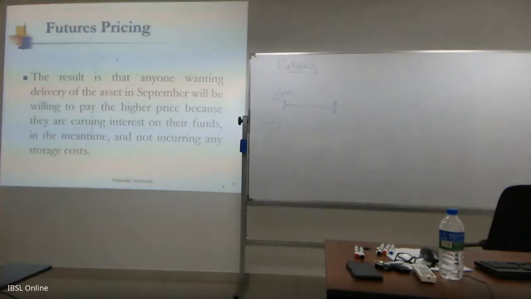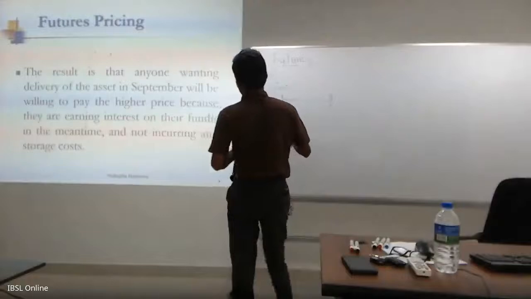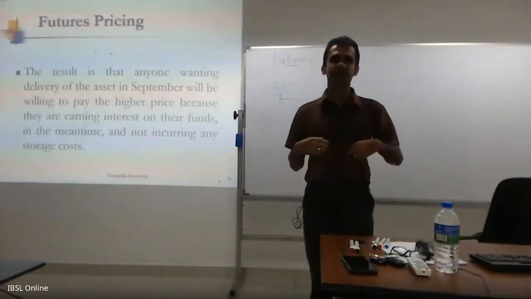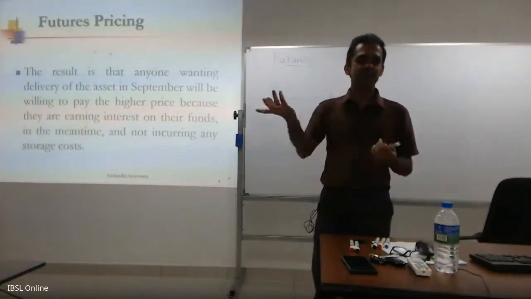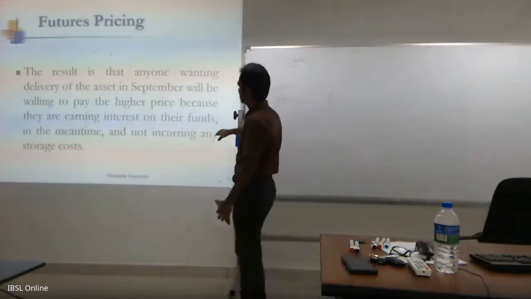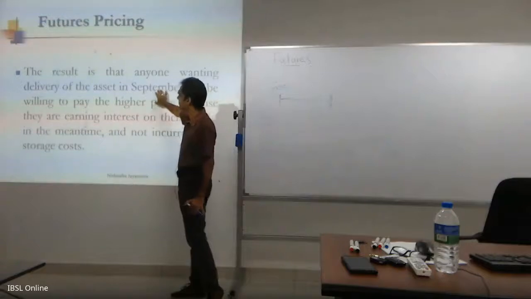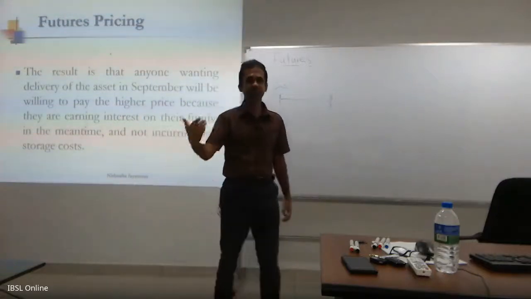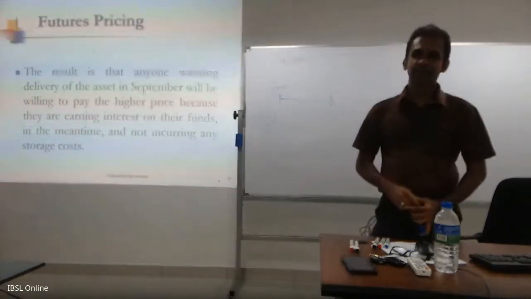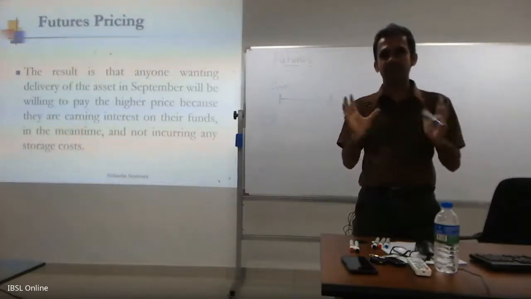But it's not for free. You have to pay for these interest costs, storage costs, and things like that. On behalf of us, they incur all those. So that's why, in the previous example, somebody who wants to buy that asset in September instead of July is willing to pay a higher price. However, that depends on the cost and benefit, the net impact.